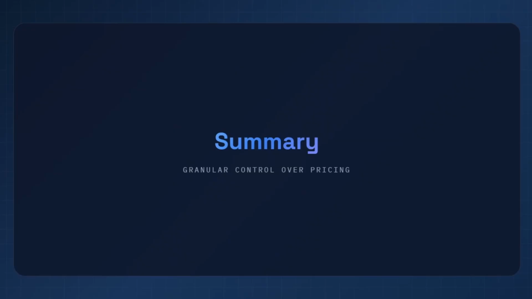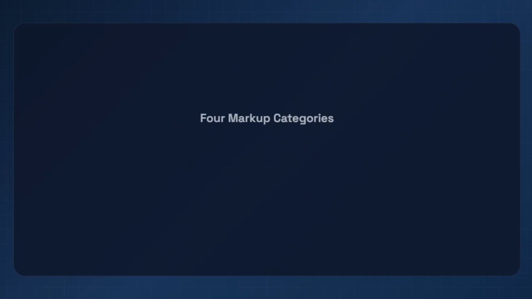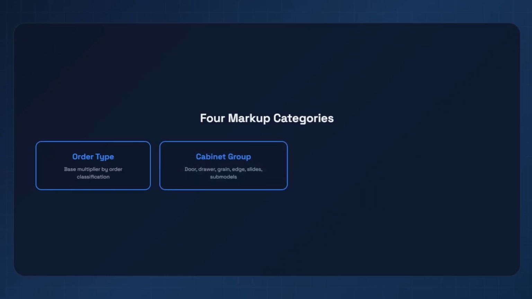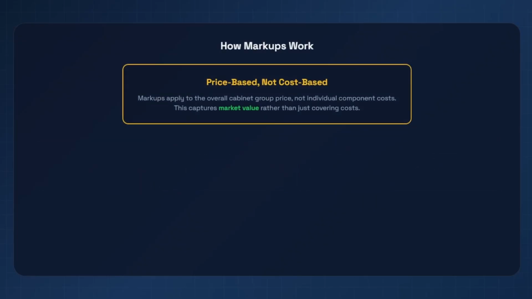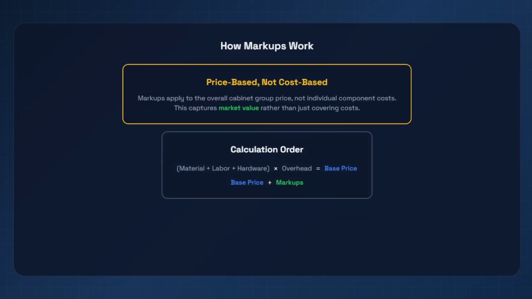To recap, markups give you granular control over pricing. There are 4 main types of markups: order type markups, category group markups, item markups, and shared markups. Markups apply to the overall cabinet group price, not individual component costs. This captures market value rather than just covering costs. The base price is calculated by taking the material, labor, and hardware costs and multiplying by the profit overhead factor. Then the markups are added to that base price.